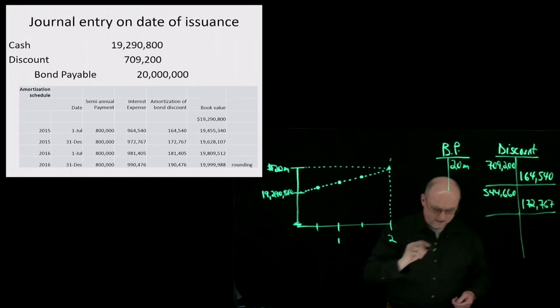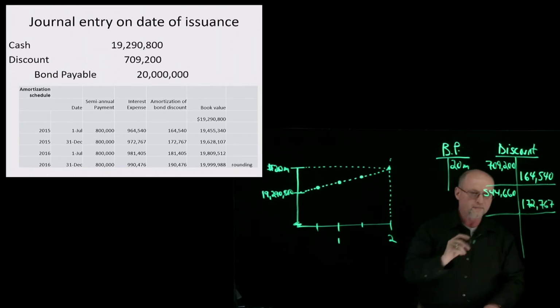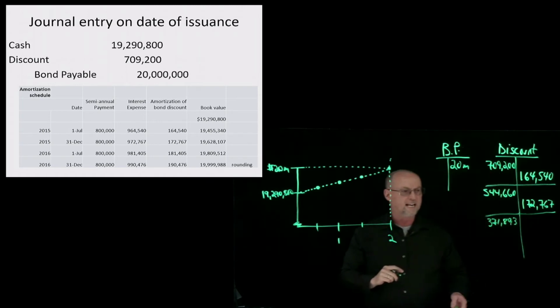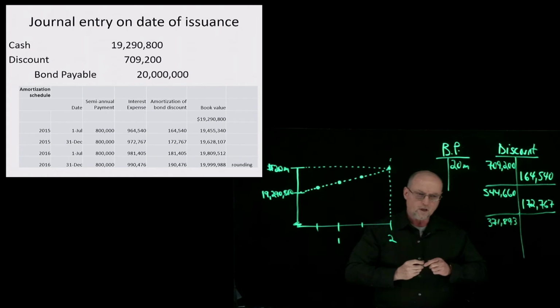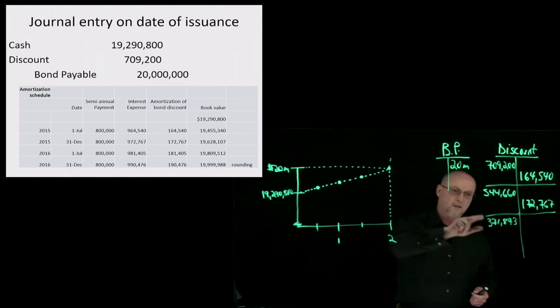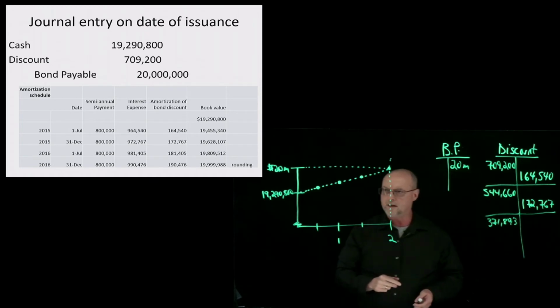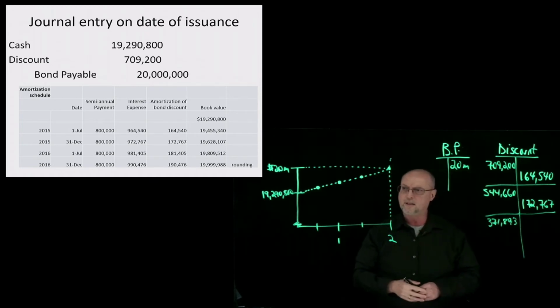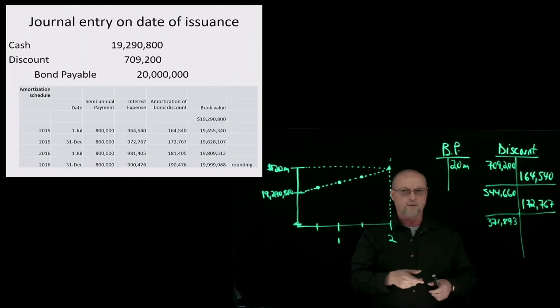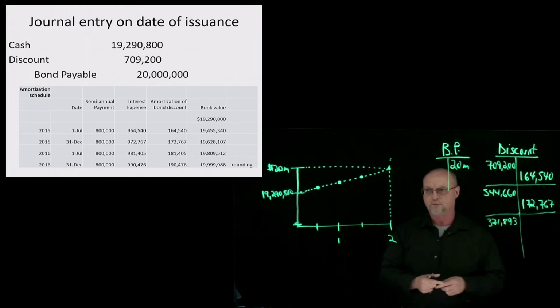And at the end of the first year, my unamortized discount is $371,893. The book value, which is the amount that goes on the balance sheet, is going to be $20 million minus $371, and that's going to be $19,628,107. Okay, now we've done the first 2 payments. I'm going to let you do the last 2 payments on your own. Follow the exact same procedure.